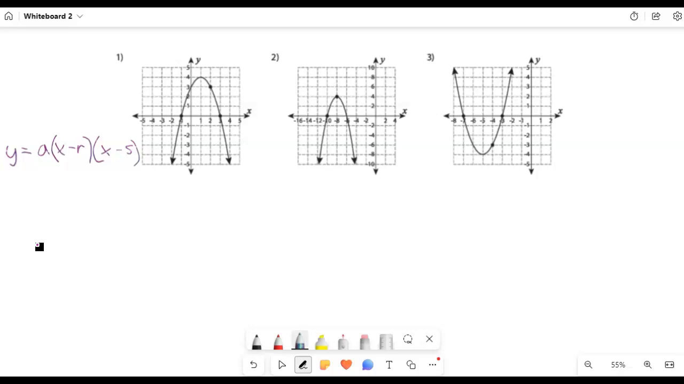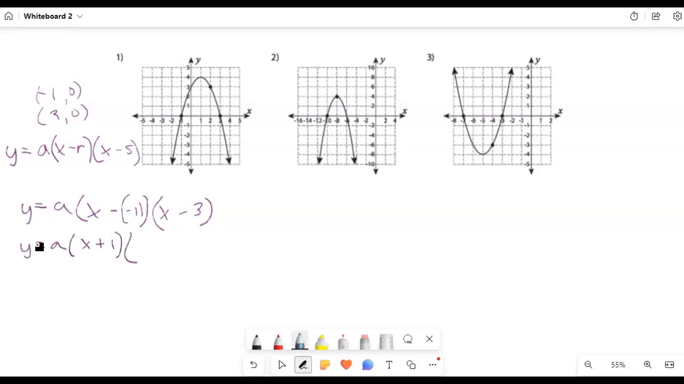So here in this first equation, I have an x-intercept of -1, 0, and I have an x-intercept of 3, 0. So in my equation, I'll write y equals a times x minus -1, and then times x minus 3. The minus is part of the equation, so notice I did minus and then -1 here because this minus is just part of the existing equation, and then we plug points in there. And so when I do this now, I can rewrite this as y equals a times x plus 1 times x minus 3. But what we don't know is a.